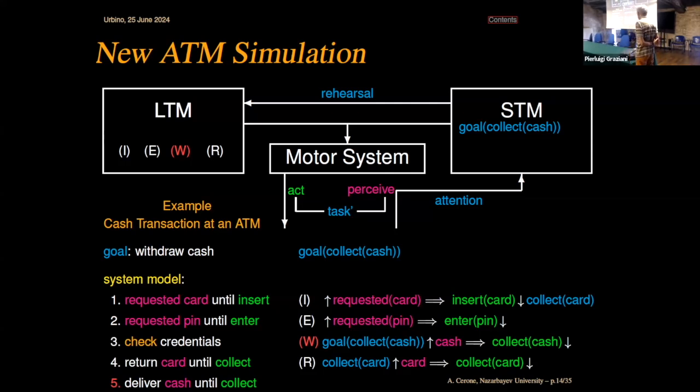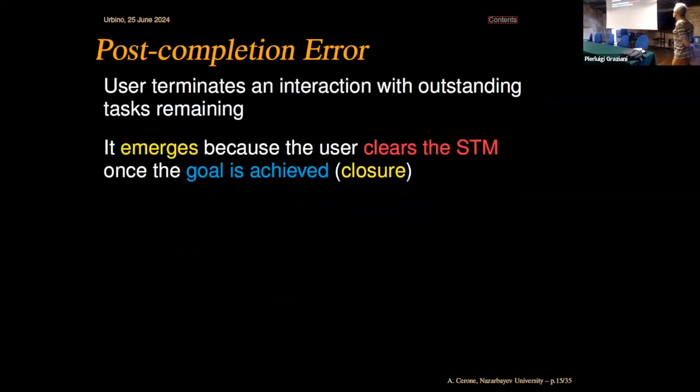In fact, it is a common error, which is called post-completion error. Post-completion error occurs when the user terminates an interaction with outstanding tasks remaining. Terminating the interaction means that we achieve the goal. It emerges because the user cleared STM once the goal is achieved. How much it clears depends on the content, how overloaded the STM is. So this error may or may not emerge. In most cases, it will not, but in some cases, it will.